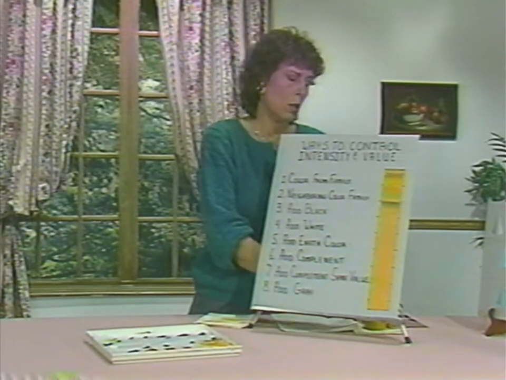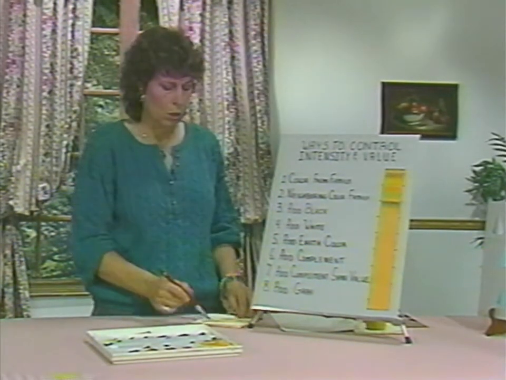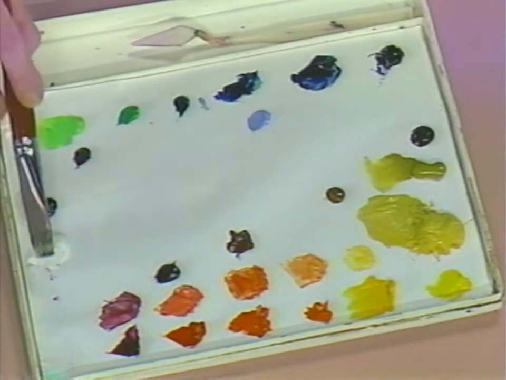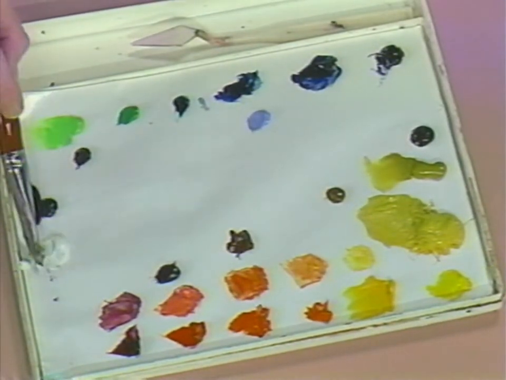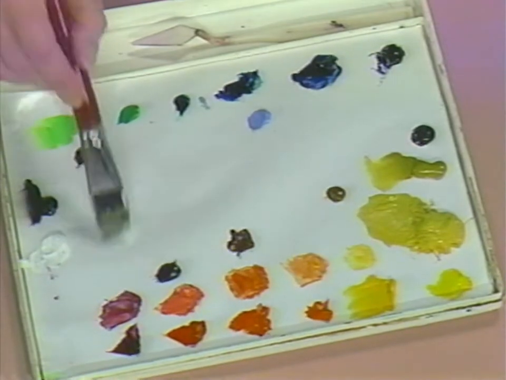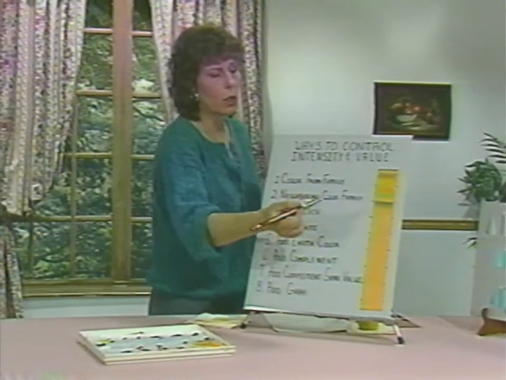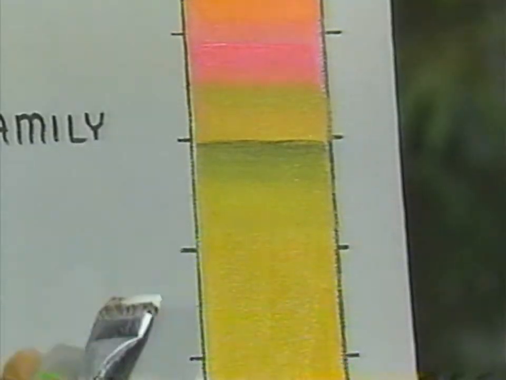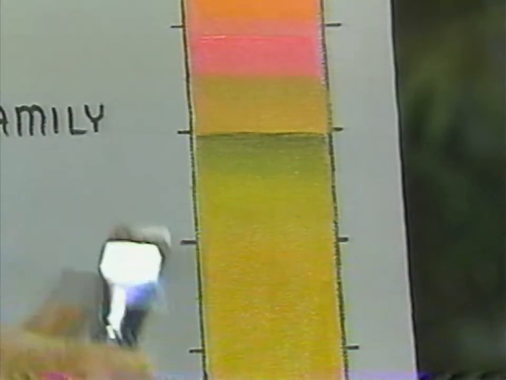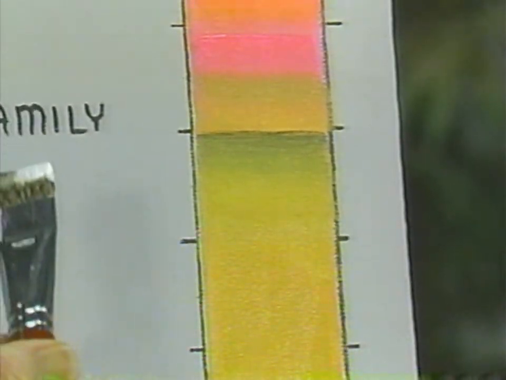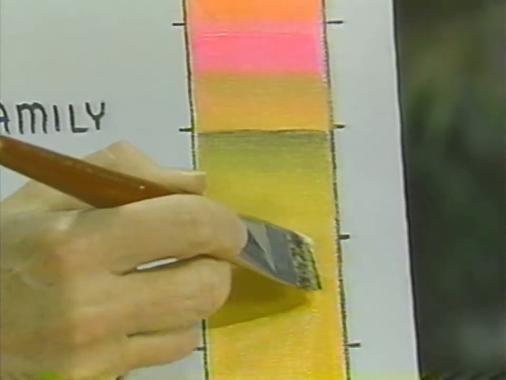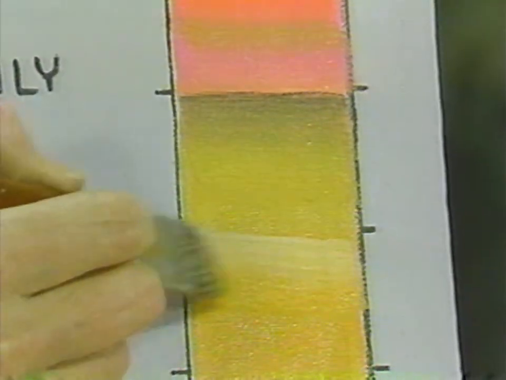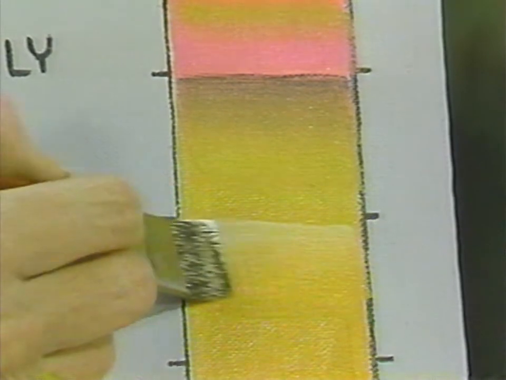Now, if I add white, what could I reasonably expect to have happen? Now, I'm asking you to think. It's really kind of essential, especially if you want to get ahead. If I add white, what happens? Obviously, the white is lighter in value than the Naples yellow is. Lighter in value. When I add it to the Naples yellow, that's what happens.